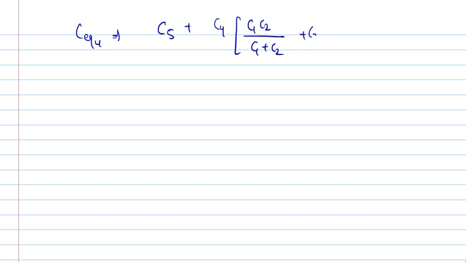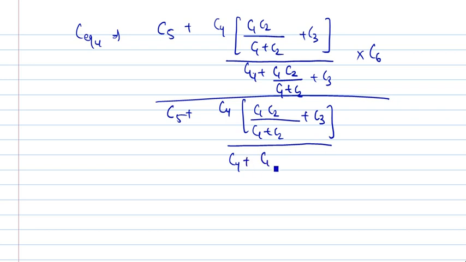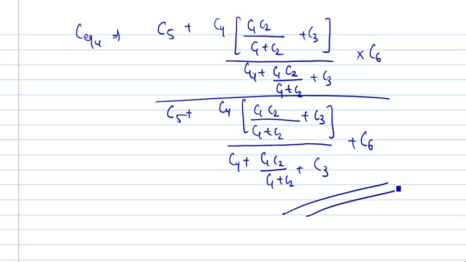So we can see here C equivalent 4 is equal to C5 plus C4 into C1 C2 upon C1 plus C2 plus C3, upon C4 plus C1 C2 upon C1 plus C2 plus C3, the whole thing into C6, upon C5 plus C4 into C1 C2 upon C1 plus C2 plus C3 upon C4 plus C1 C2 upon C1 plus C2 plus C3, plus C6. So this is the equivalent combination of the circuit.